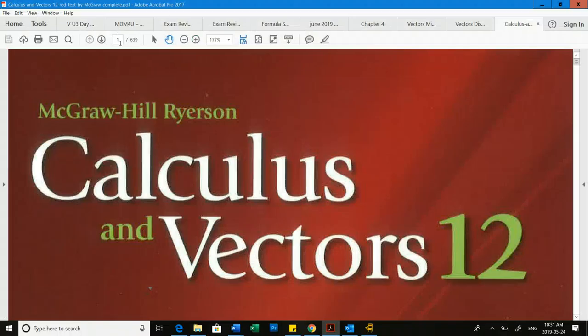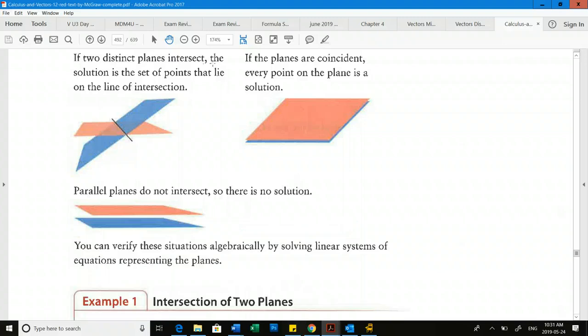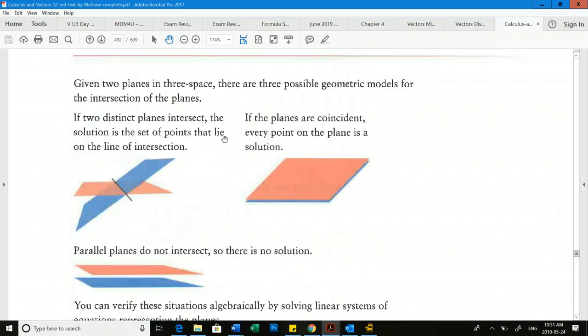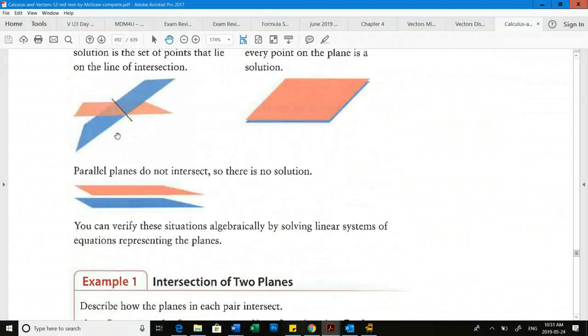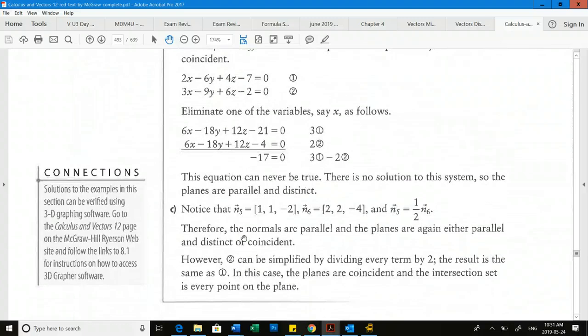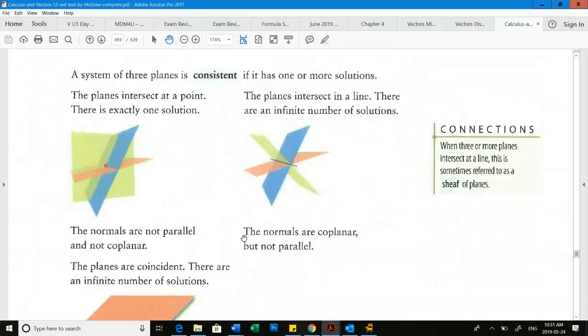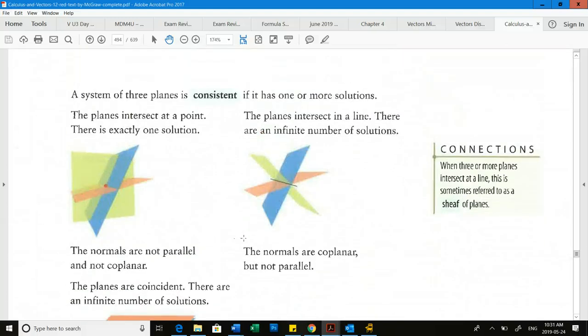Okay, so page 485 of your textbook has some pictures for you. So this is 2 space. This is kind of what we just discussed. We actually just found a line of intersection for our 2 planes. We have parallel coincident, parallel distinct. Now we're going to check out what happens with 3 planes.